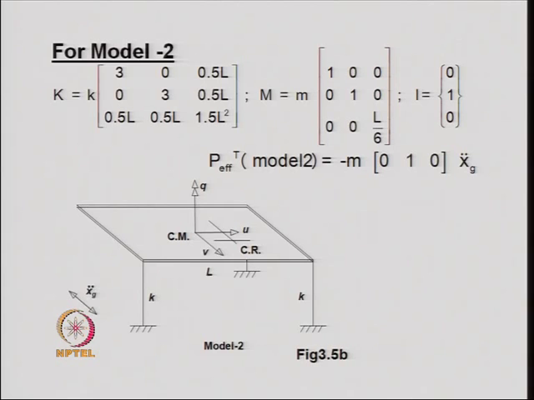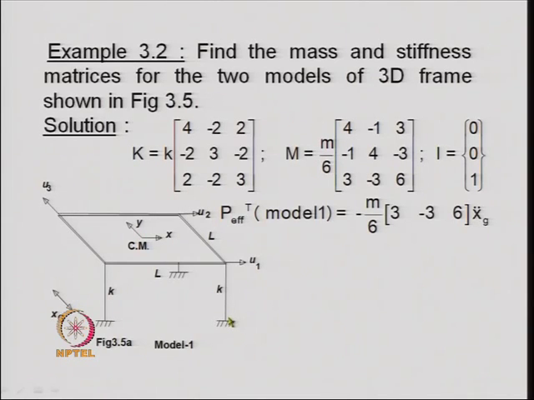In the second model, what we have done is that we have taken at the center of mass the degrees of freedom, that is 1 degree of freedom in this direction, 1 degree of freedom in this direction, and the third degree of freedom is a torsional degree of freedom about a vertical axis. Again, these are the three different degrees of freedom for this particular model. Now, for these two models, we write down the stiffness matrix, the mass matrix, and the influence coefficient vector.